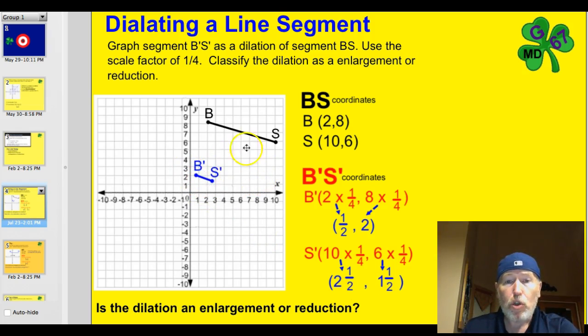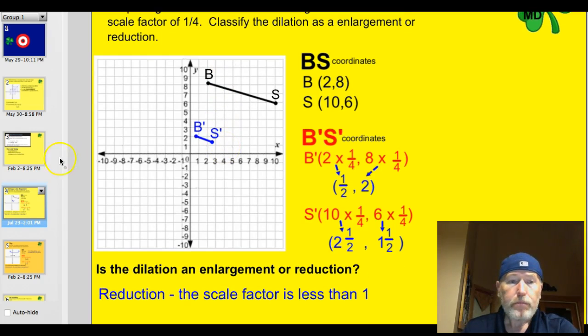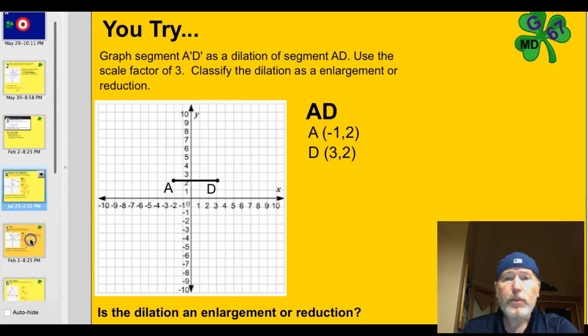You'll notice the slope of the line is the same. It's definitely smaller. That's because it's a reduction. We knew that because that scale factor was 1/4. So I could have classified it right away. You see the scale factor is less than 1, it's a reduction. Okay? Let's go on and have you try one.